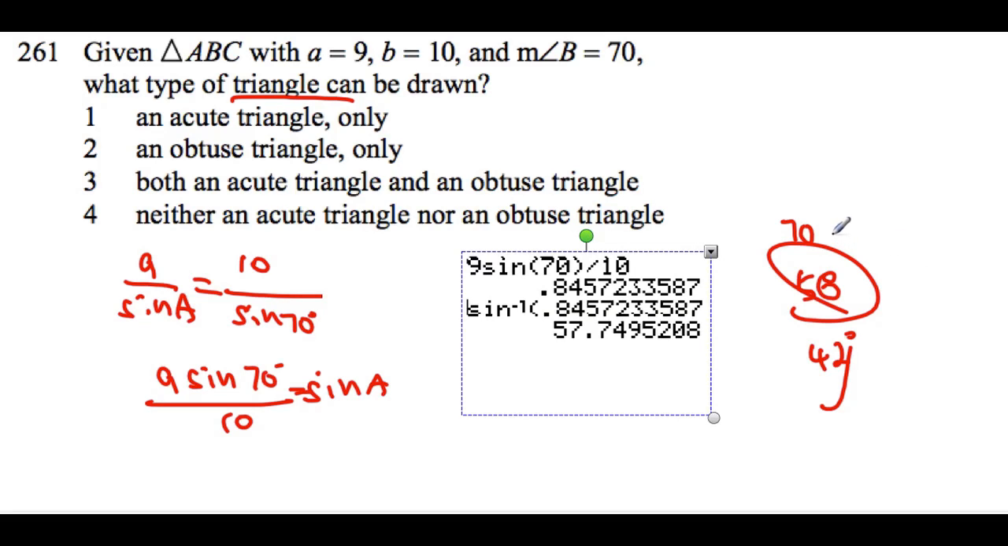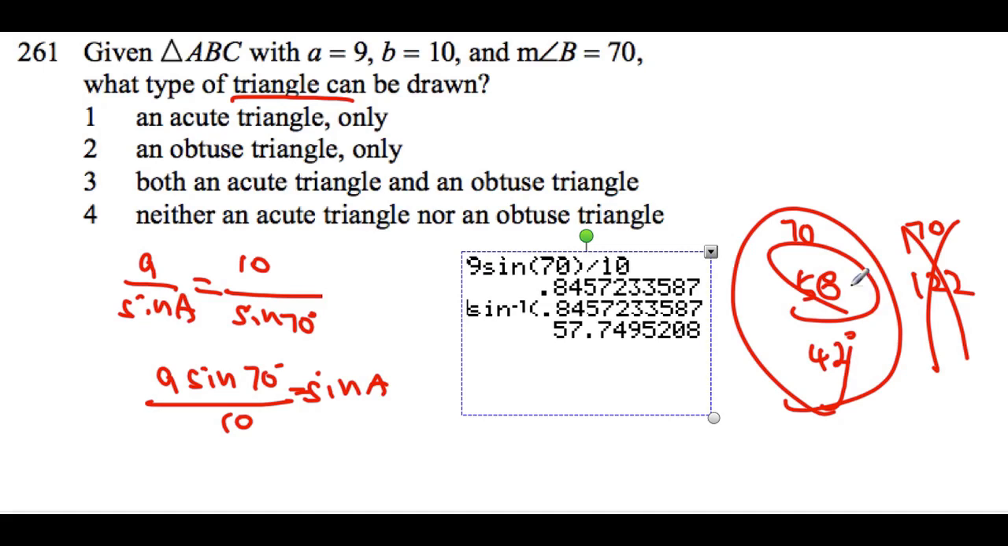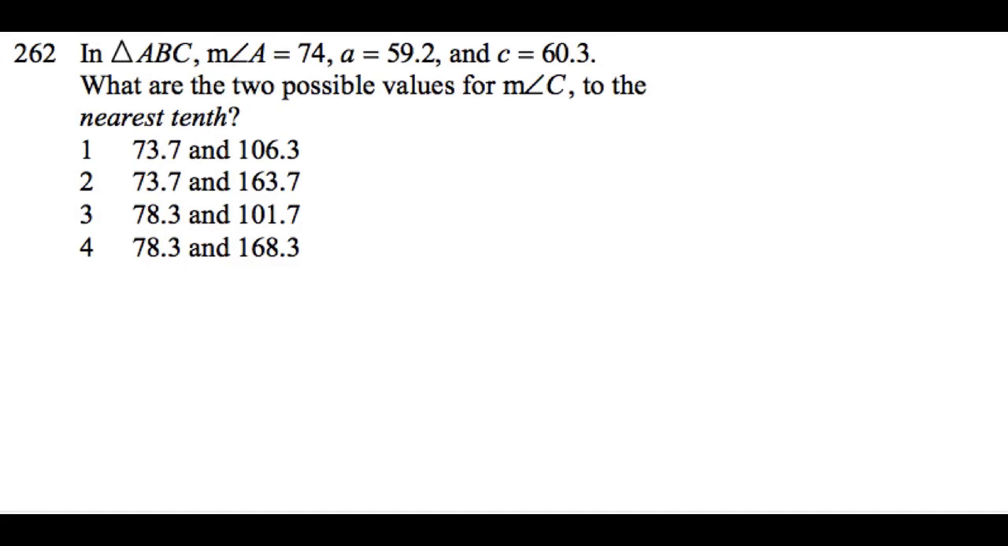Second angle would have been 180 minus 58, which is 70 was original, and this would have been 122. But if it is to be 122, when I add them up, it's already beyond 180, so that cannot work. So this is the only thing that will work. Since none of them is greater than 90, we know that it's an acute triangle, choice 1. Alright, let's look at number 262.